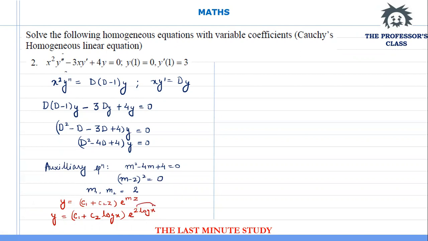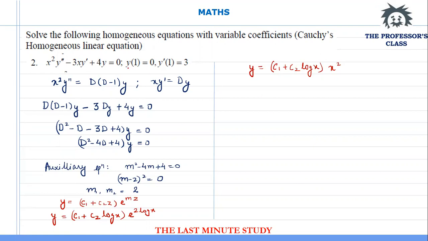Now this 2 will go over here and become the power of x, which will cancel the exponential term. So you get the final equation to be y is equal to (c1 plus c2 log x) multiplied by x squared. Right, so I got the value of y.